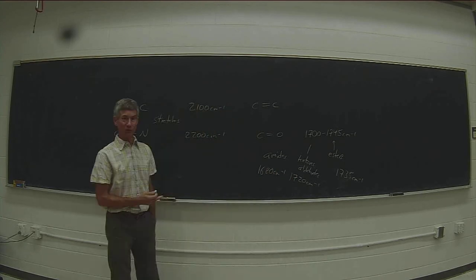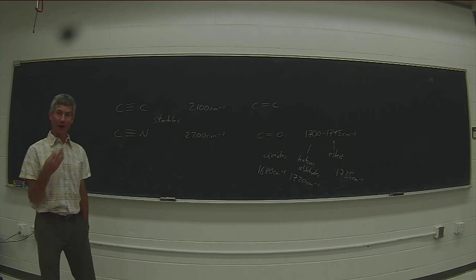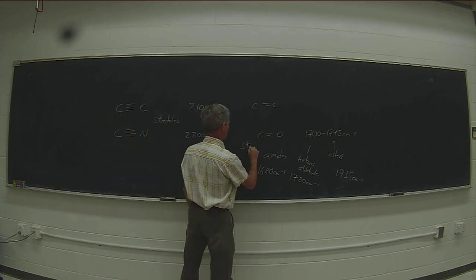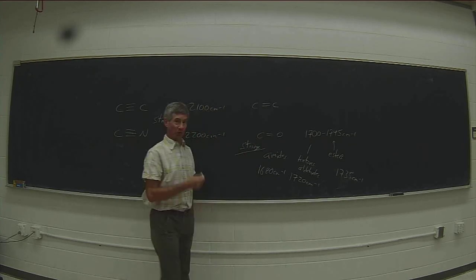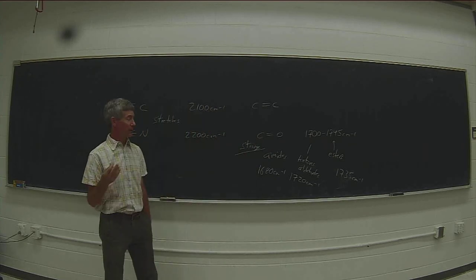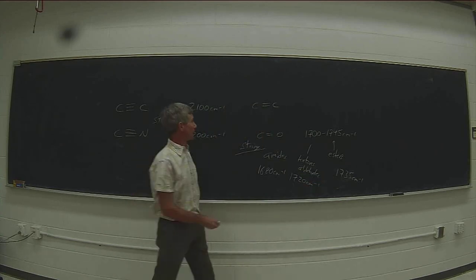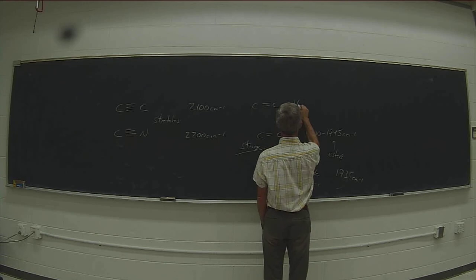So the carbon-oxygen double bond can allow you to tell not only that it's present, all strong peaks because there's a large dipole moment change, but also what type of carbon-oxygen bond is present. Carbon-carbon double bonds are typically around 1600 to 1650.